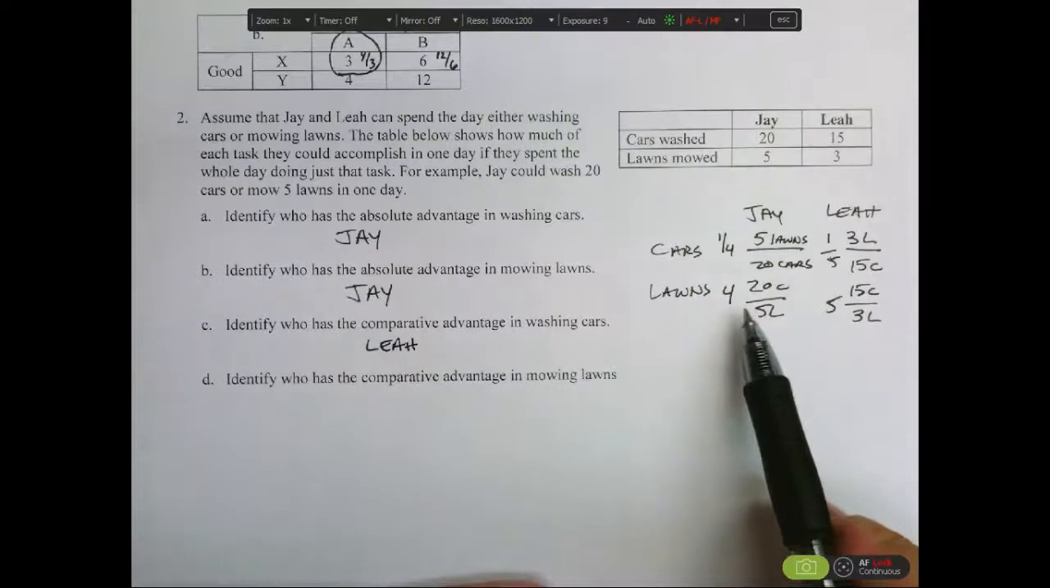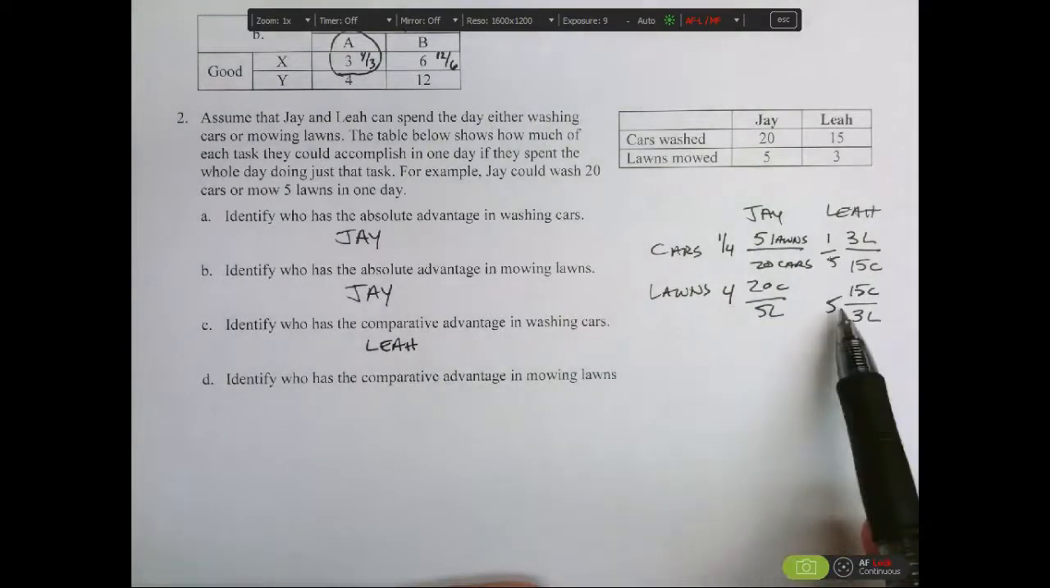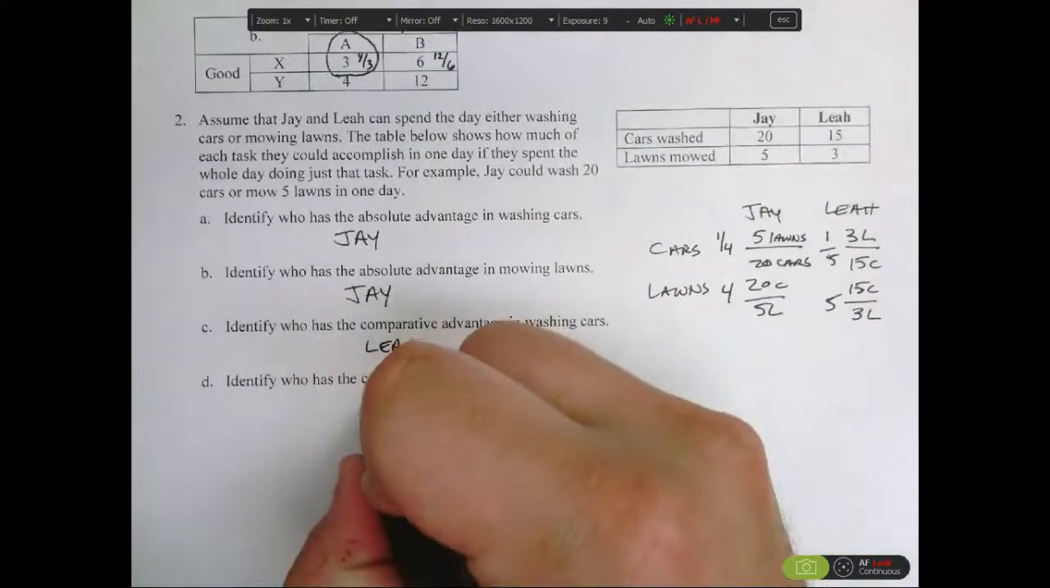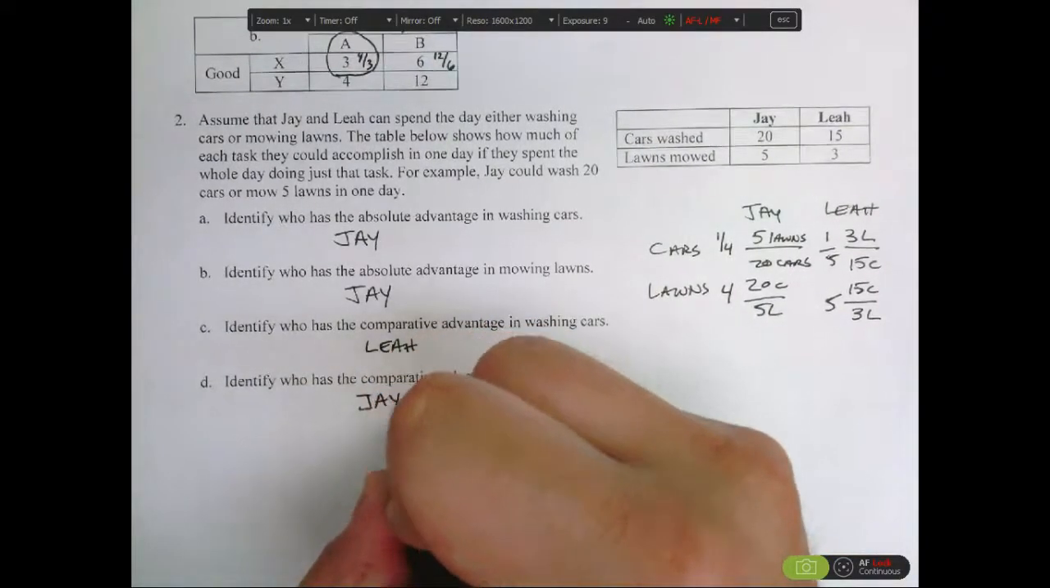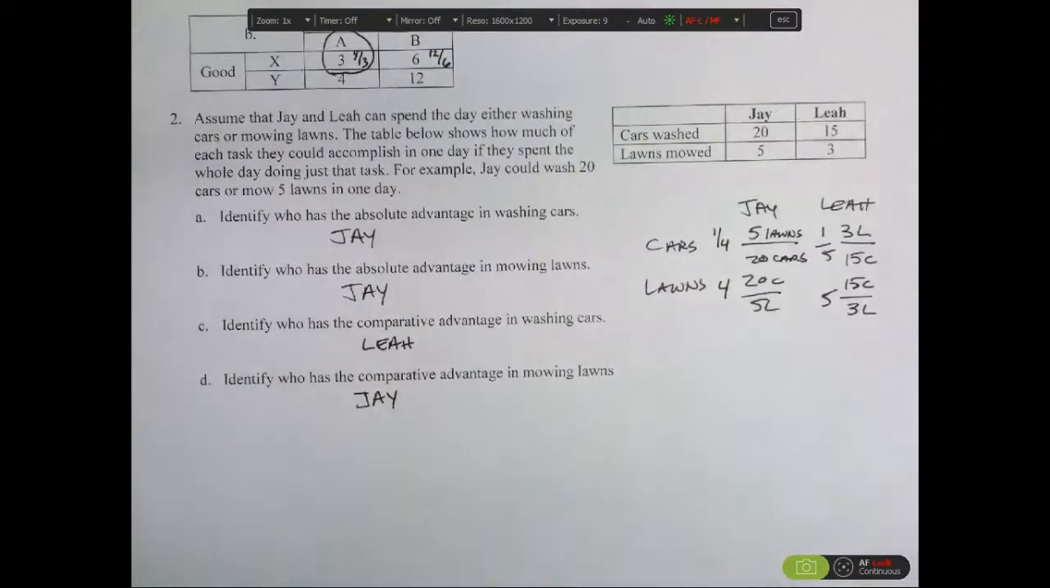whereas Jay is able to mow lawns at a lower cost. He's only giving up 4 cars per lawn versus Leah's 5. So Jay can produce lawns at a lower cost, and he has the comparative advantage then in mowing lawns.